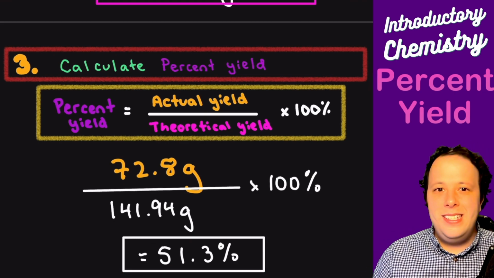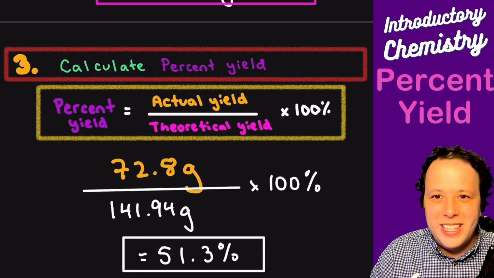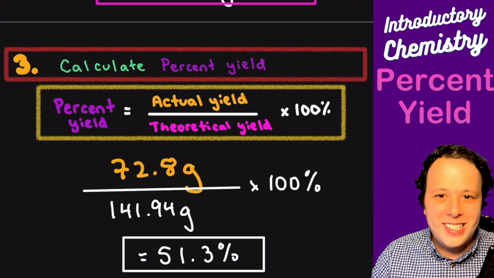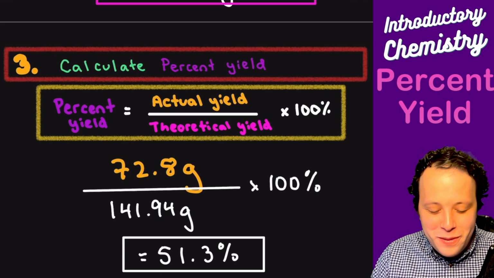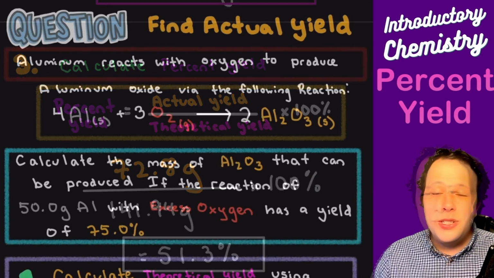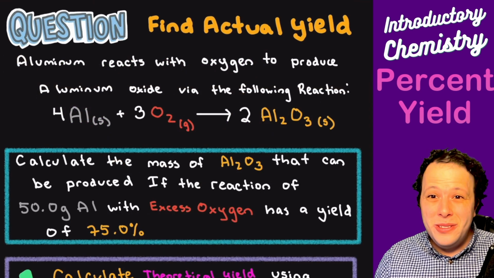Which is pretty good. I know it sounds like a really low number, but in terms of percent yields, this is pretty good for most chemical reactions. You always want to get higher, but it's not bad for a chemical reaction. Let's look at another example. So we want to find the actual yield in this problem.